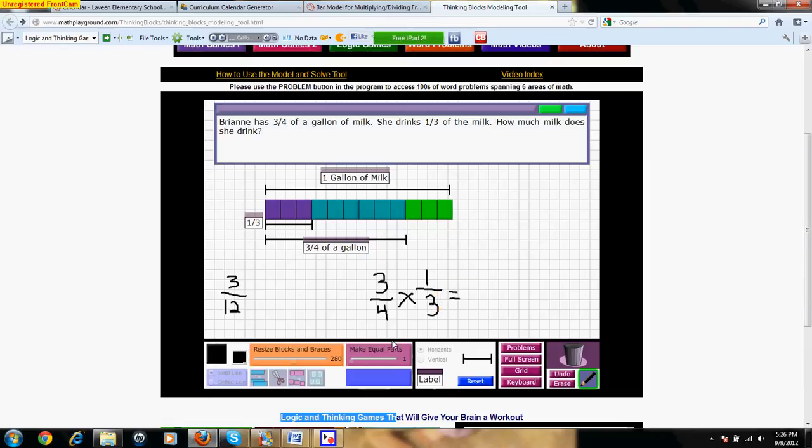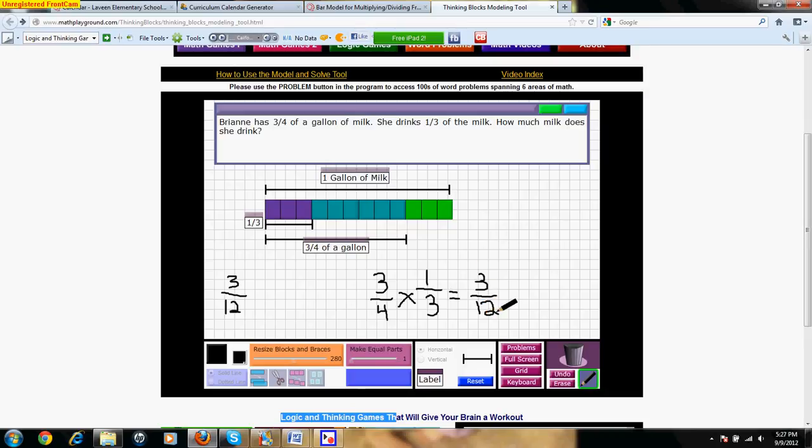Now, when we multiply fractions, we just multiply the numerators together and get a total, and then we multiply the denominators together. So we'll begin with the numerator. 3 times 1 equals 3. 4 times 3 equals 12.